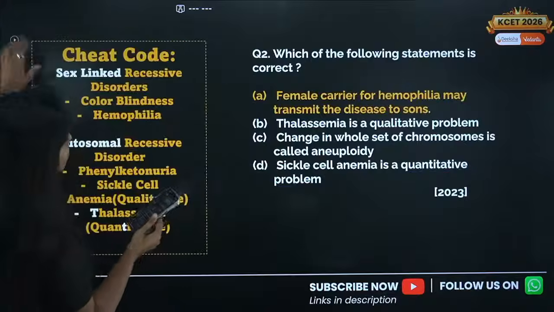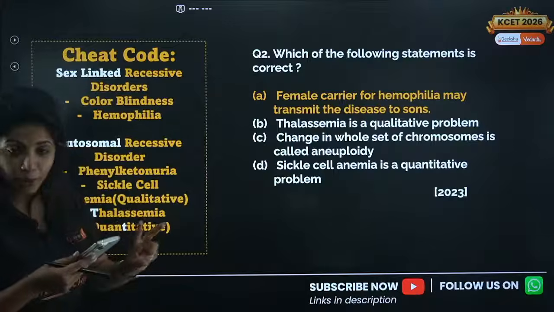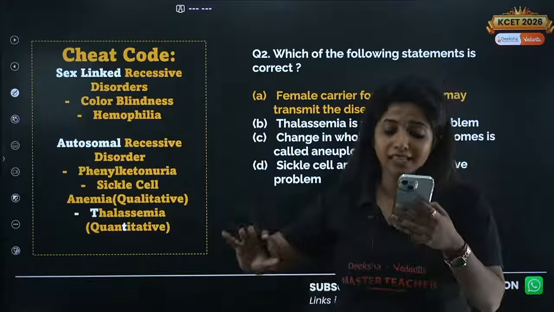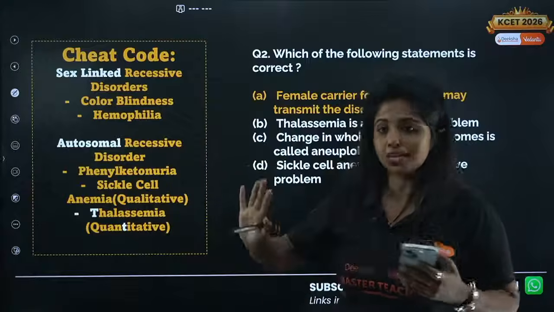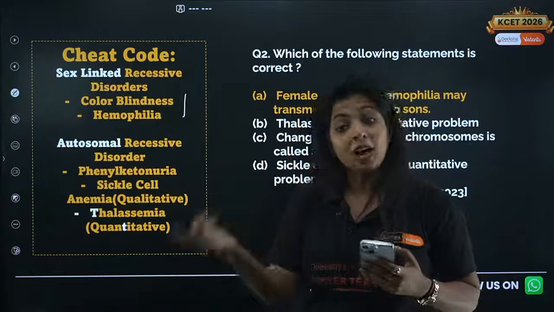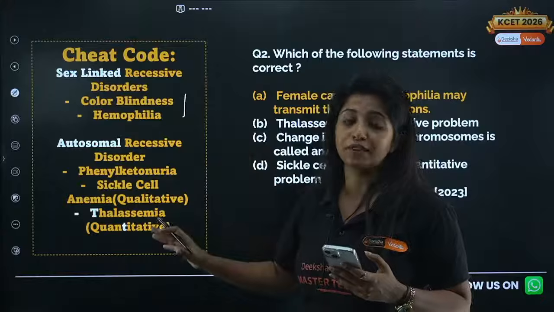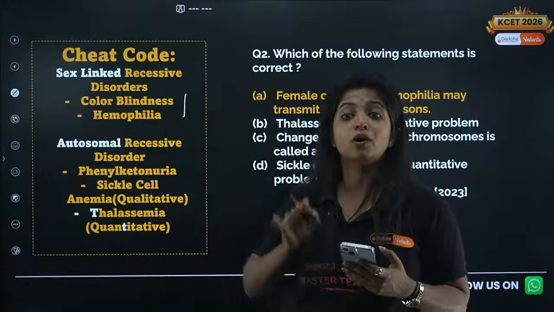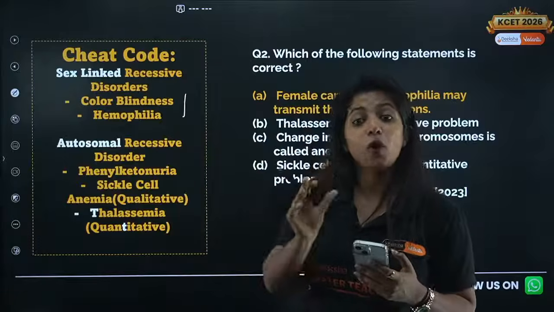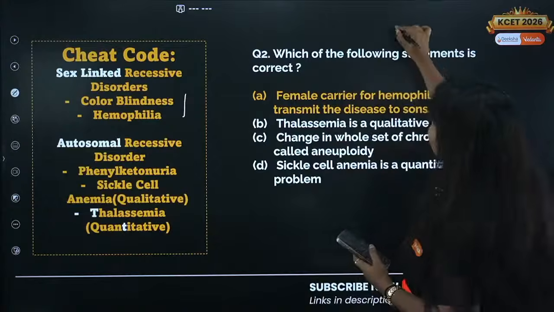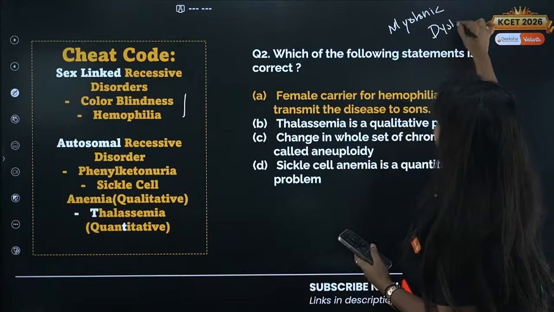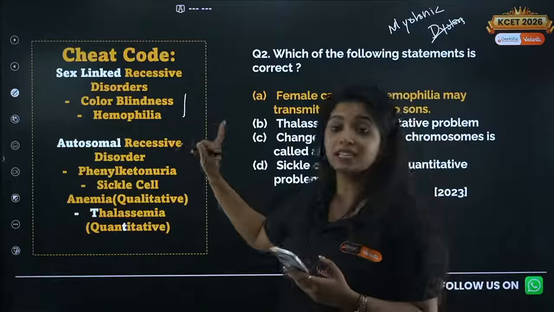So there is a way you can remember all this. There's a cheat code. Remember, in your NCERT, sex-linked recessive disorders are there. There are no sex-linked dominant disorders. Only recessive ones are there, and those are color blindness as well as hemophilia. Apart from that, only autosomal recessive disorders are there. There is no mention of autosomal dominant disorder in the text. But there is a picture of an autosomal dominant disorder, myotonic dystrophy, in a pedigree chart. Apart from that, everything else in your NCERT is recessive.